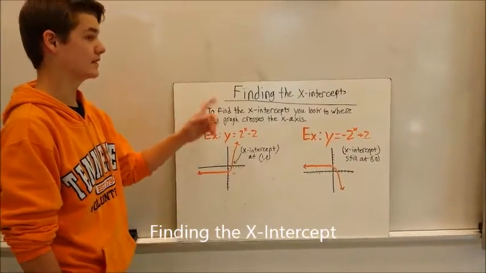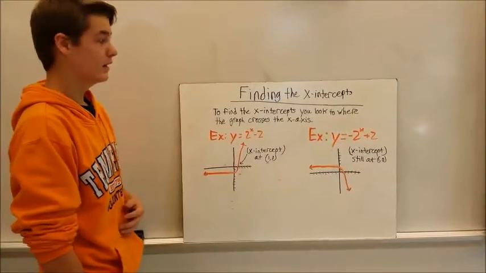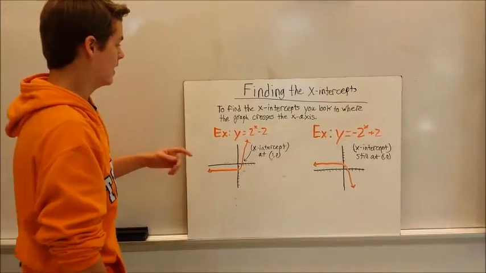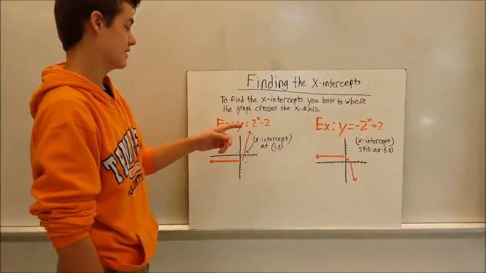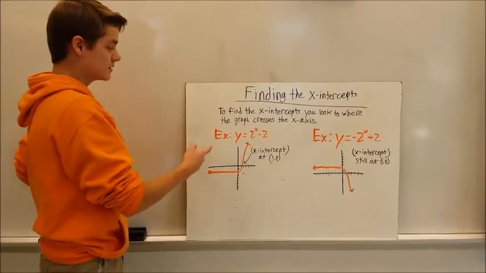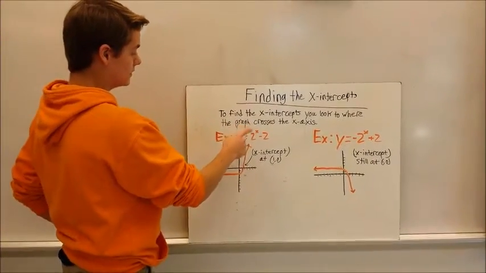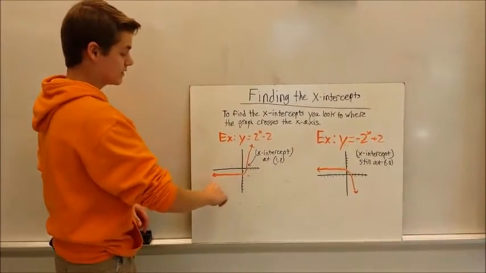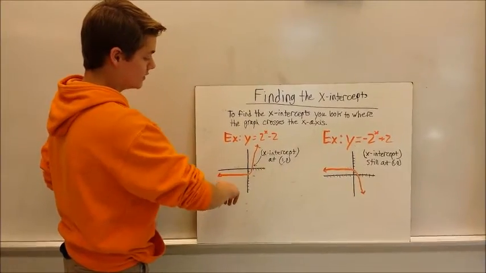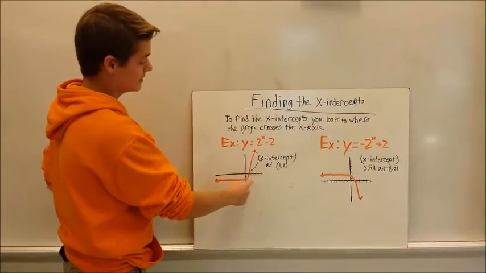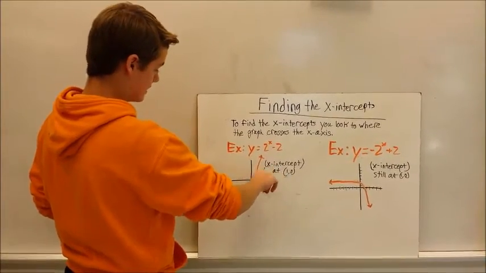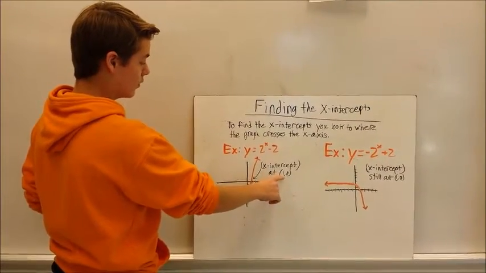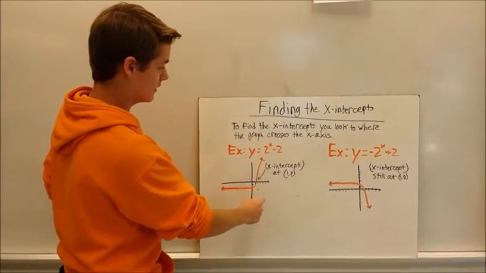Last of all, we're going to be finding the x-intercepts for graphing exponential functions. And to find the x-intercepts, you will look to where the graph crosses the x-axis. The first example is y equals 2 to the x minus 2. And as you can see, it is below the graph, and so when it comes up, it will cross the x-axis. And as you can see here, it is at 1, 0, right there.